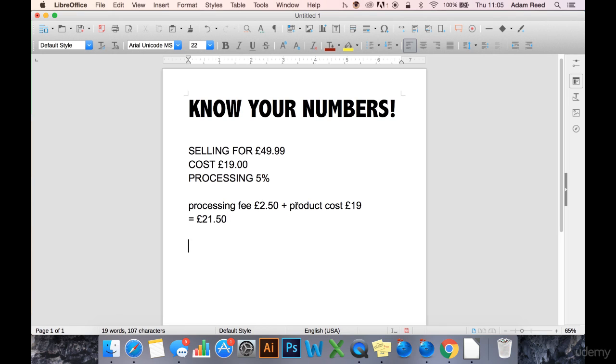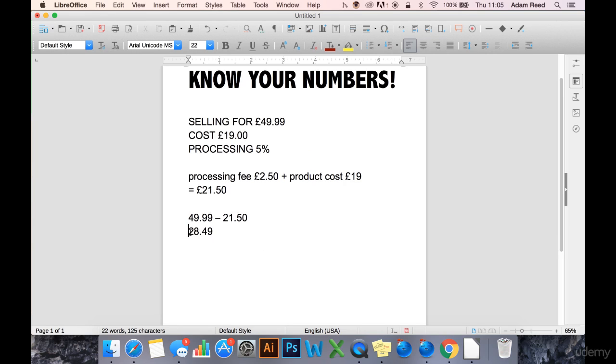Right, so we have to minus £21.50 from our sale price. $49.99 minus $21.50 is $38.49. Sorry, no, it's not. It's $28.49. My bad. That was terrible maths. So that is our golden number here. We can spend $28.49 to acquire this customer and break even pretty much.